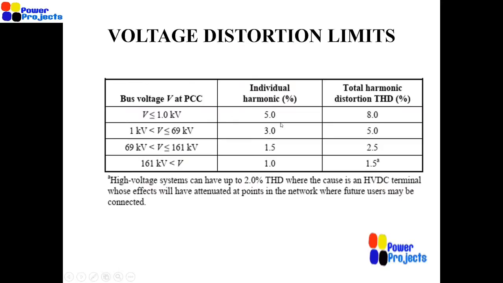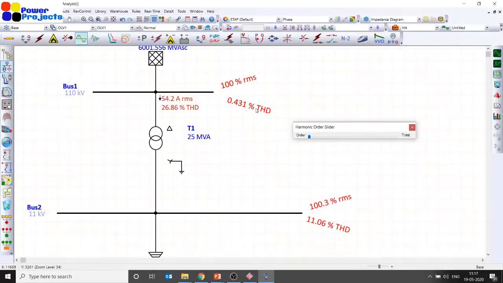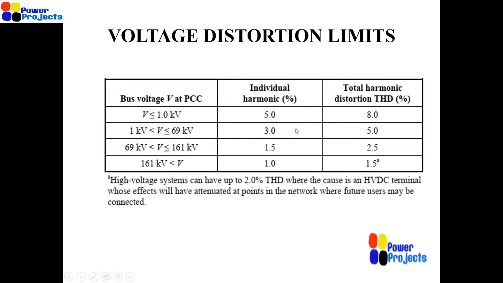The individuals should be less than 3. The total itself is 0.431, so obviously the individual will be definitely less than that. And the individuals are very small values: 0.16, 0.156, 0.145. So they are all small numbers. We do not have any constraints on the voltage distortion limits to meet the requirements of IEEE 519. But that's not the entire story.